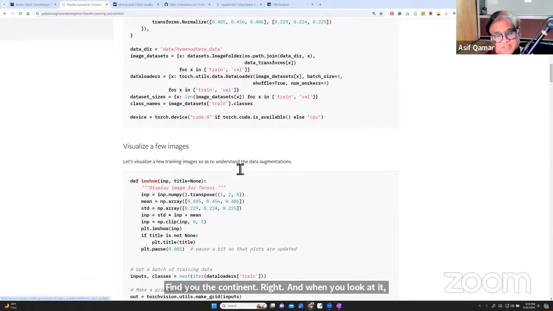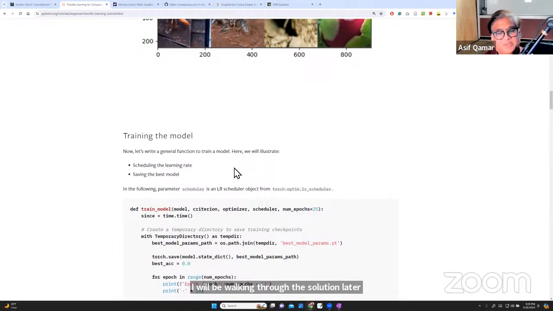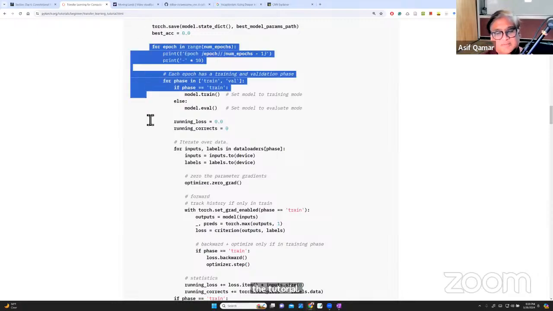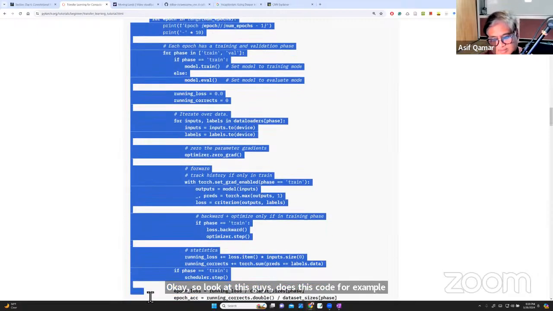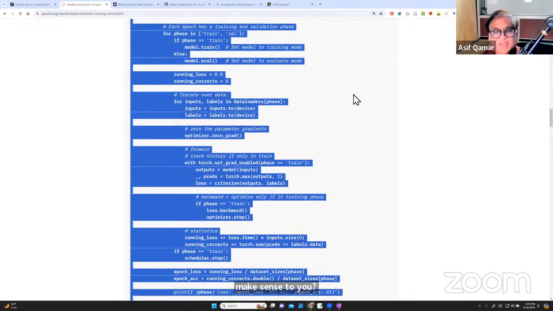I will be walking through the solution later on, but it would be far better if you tried it on your own, read the tutorial and did it. Right. So look at this, guys. Does this code, for example, make sense to you? Let's look at this code, guys.